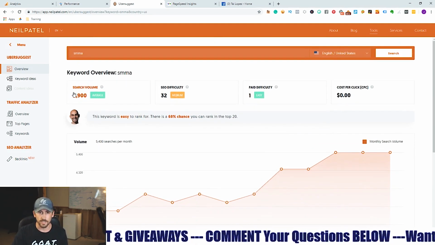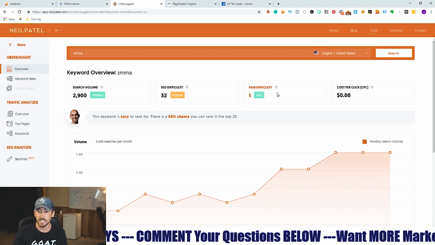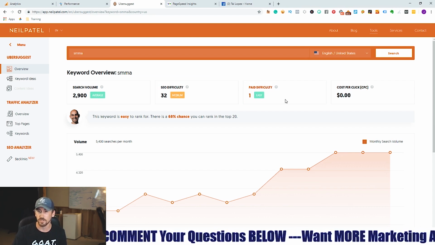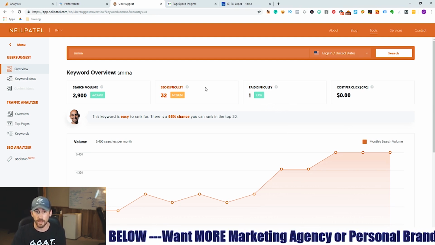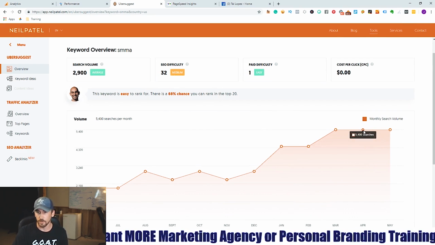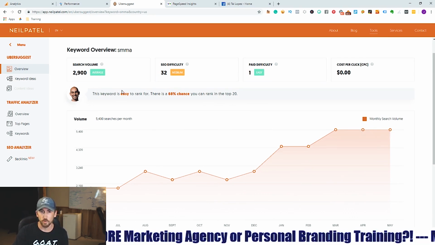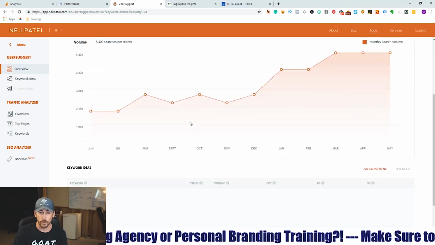You can see right here, it's going to tell us the volume, the SEO difficulty, and the paid difficulty. It's actually easy to get paid search traffic to your site. We would probably be the only one paying for ads for that SMMA keyword. And you can see search volume continues to go up. We're at about 5,400 searches. This is actually off compared to current traffic, but it's a great tool.